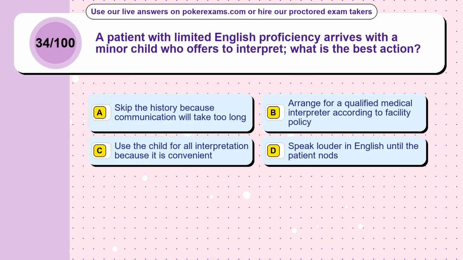Question 34. A patient with limited English proficiency arrives with a minor child who offers to interpret. What is the best action? Option A, skip the history because communication will take too long. Option B, arrange for a qualified medical interpreter according to facility policy. Option C, use the child for all interpretation because it is convenient. Option D, speak louder in English until the patient nods.